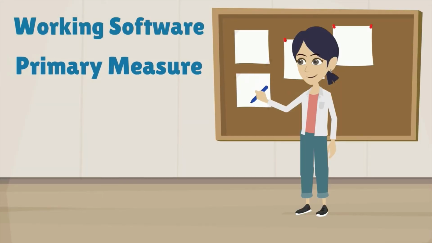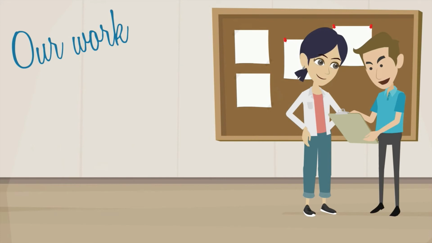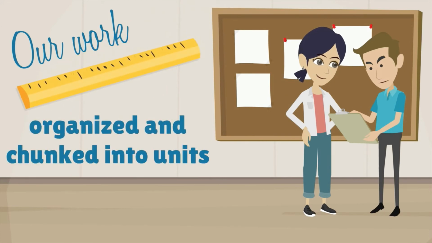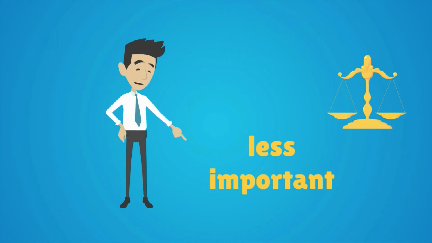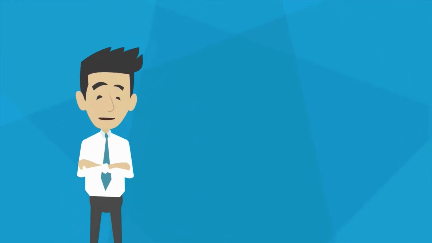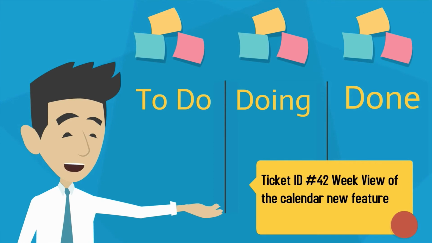If working software is the primary measure of progress, we need to make sure we organize and track our work in a way that supports this goal. We need to make sure that our work is organized and chunked into units that represent value to the customer, and we need a way to sort out what is extremely valuable from what is less important. Most teams find that the best way to achieve these things is to visualize their work so it's easy to see what has been done, what is being done, and what is yet to be done.